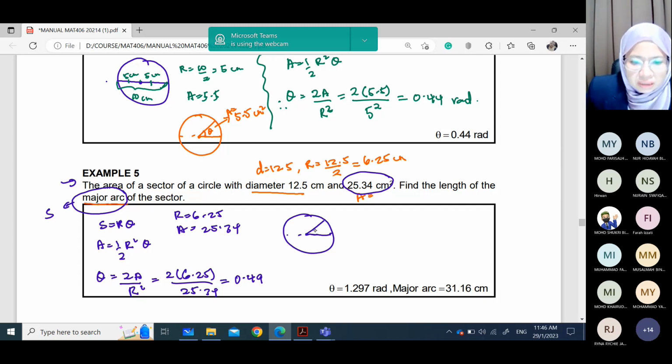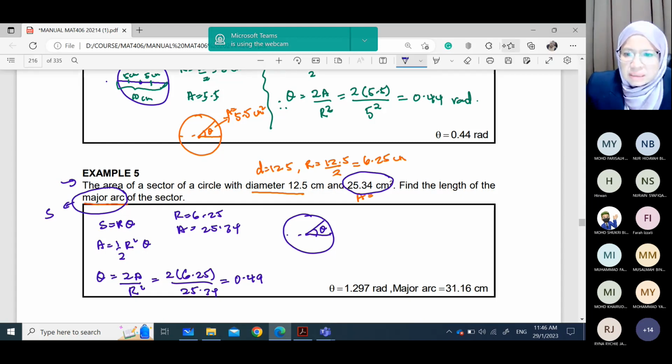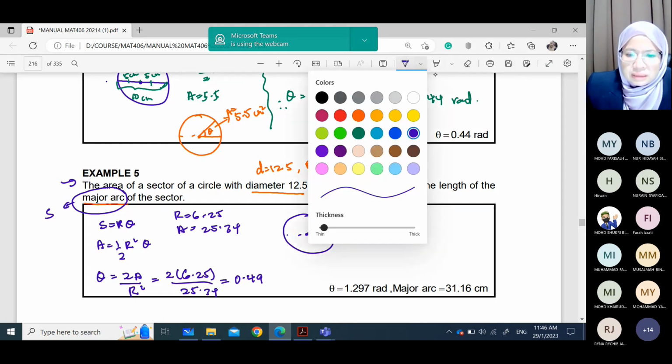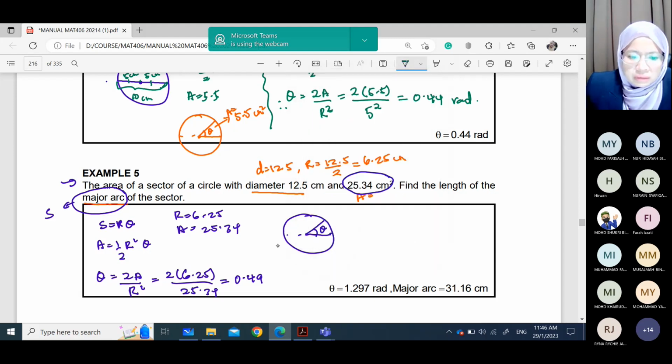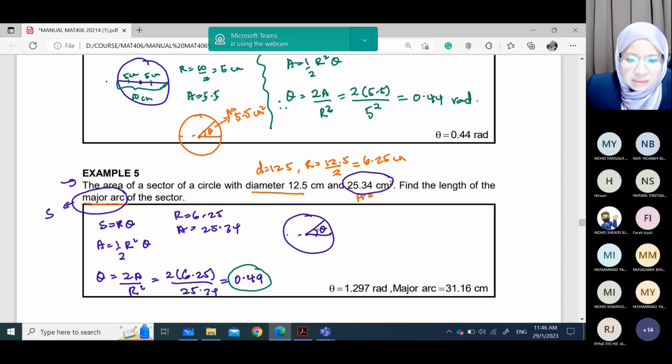Okay, so kita tengok kat sini. Ini adalah arc length angle bagi minor sector. Angle bagi minor sector. So macam mana kita boleh tahu minor? The area of this one. Kita nampak nilai dia kecil kat sini kan. 0.449. So 0.49 is anggaran dekat sini lah.